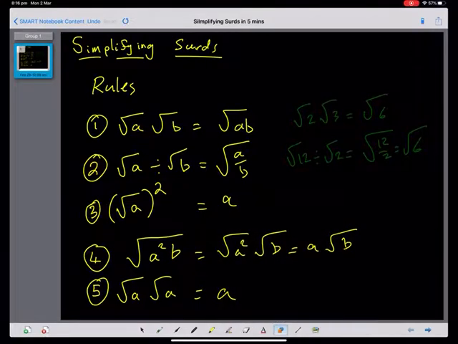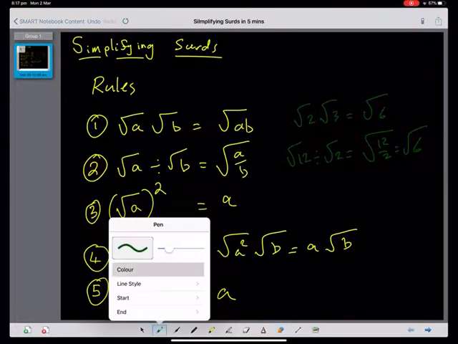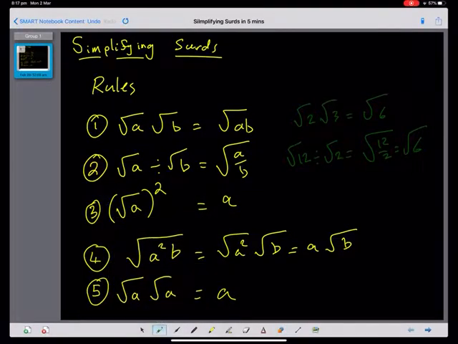Number 3 says that if we have a square root and we square our square root, so let's say we have root 2 and we square it, that is the same as doing the root of 2 squared, which is just simply 2.